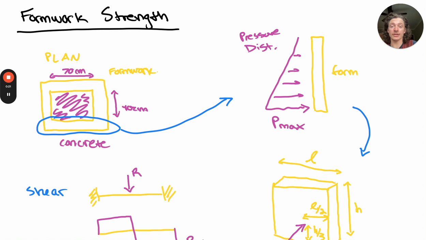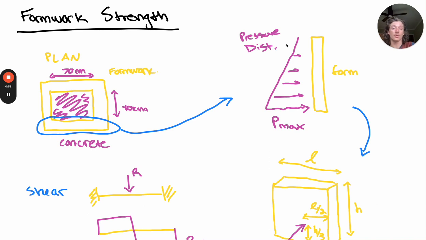First, we can calculate the resultant using the pressure triangle on the long wall, or the worst case scenario that I've circled here in blue. Remember, we have a 40 centimeter by 70 centimeter internal structural concrete column that's being cast. So along this 70 centimeter wall, we have hydrostatic pressure from the concrete, and this wall is going to be supported on either side by its connection to the other walls.